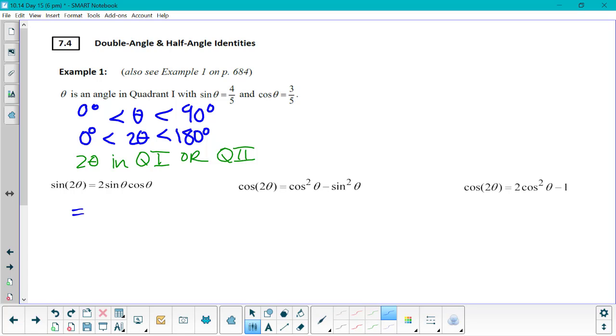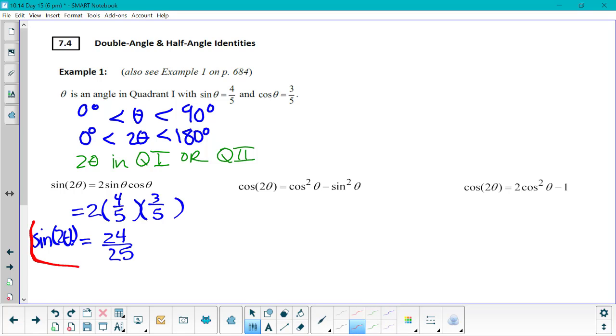So to find the sine of 2 theta, I take 2 times the sine of theta times the cosine of theta. So I'm using the single angle theta to find the value of the sine of twice that angle. So I take sine of theta is 4/5, cosine theta is 3/5, and I just need to multiply. So 4 times 3 is 12, times 2 is 24/25. So the sine of twice angle theta, whatever the angle theta is, is 24/25.